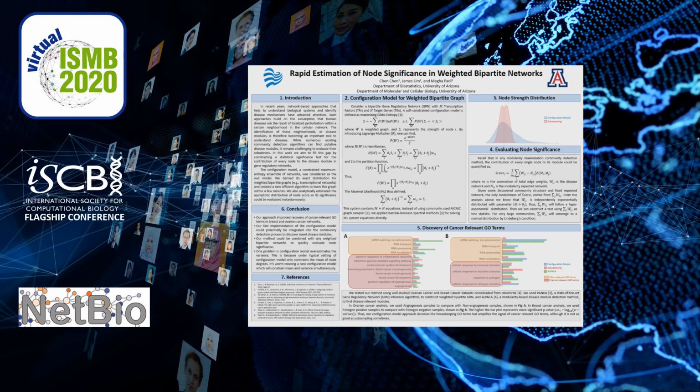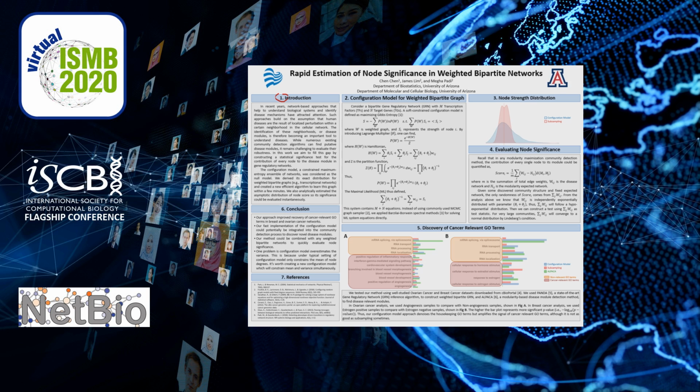Today I'm going to present my recent work, Rapid Estimation of Node Significance in Weighted Bipartite Networks. In recent years, network-based approaches have become very popular for understanding biological mechanisms. The idea behind this kind of network analysis is that human disease is caused by perturbations within a small neighborhood of the cellular network. So one main purpose of biological network analysis is to identify a perturbed neighborhood.